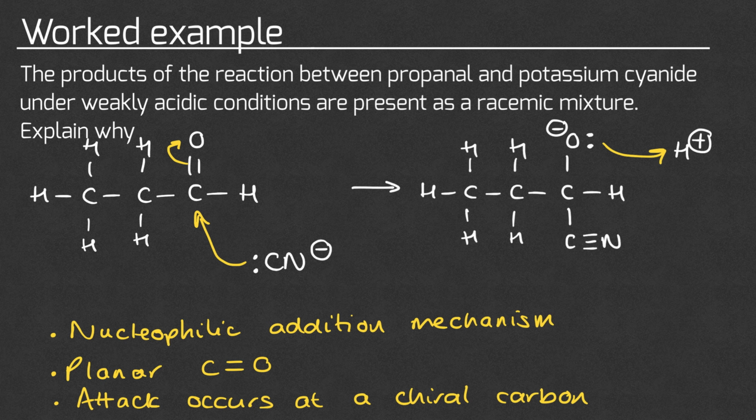We can use this as a little checklist to make sure this is the answer we're going to give in terms of why a racemic mixture will be formed. So we've used a nucleophilic addition mechanism, we've attacked a planar C double bond O, and the attack has occurred at a chiral carbon.